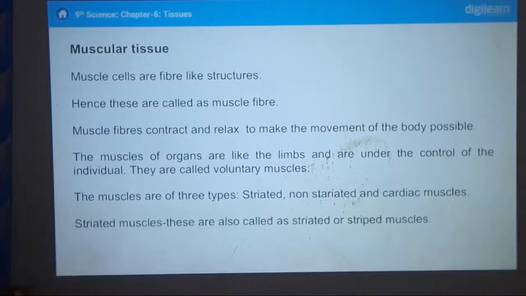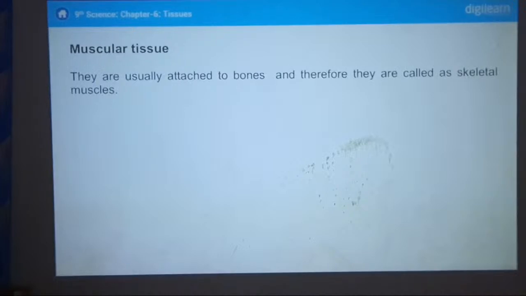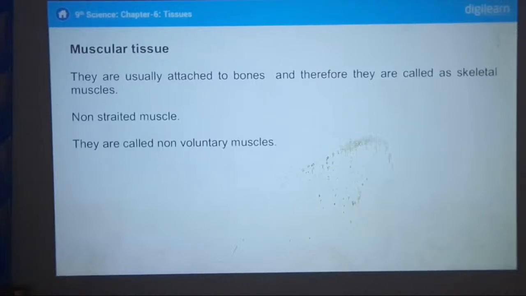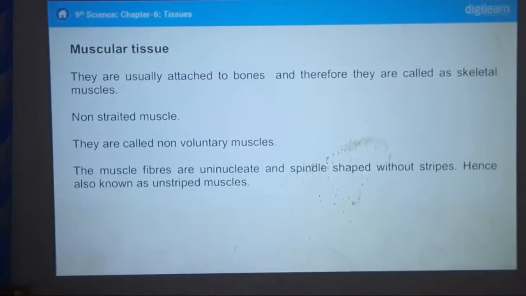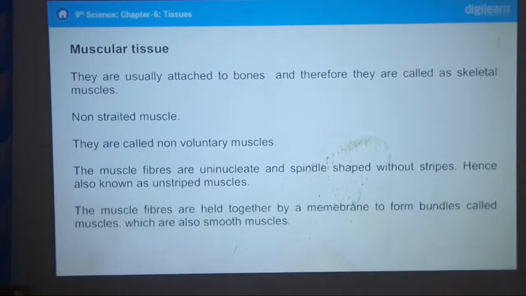Striated muscles. These are also called striped muscles. They are usually attached to bones and therefore they are called skeletal muscles. Non-striated muscles. They are called involuntary muscles. The muscle fibers are uninucleate and spindle-shaped without stripes, hence also known as unstriped muscles. The muscle fibers are held together by a membrane to form bundles, which are also called smooth muscles.